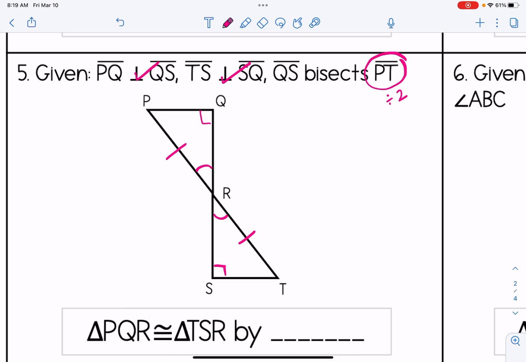And now I can pick my method because I have 3 markings in each triangle. So I have 2 angles marked off in a triangle and a side that's not between the 2 angles. So that is angle, angle, side.